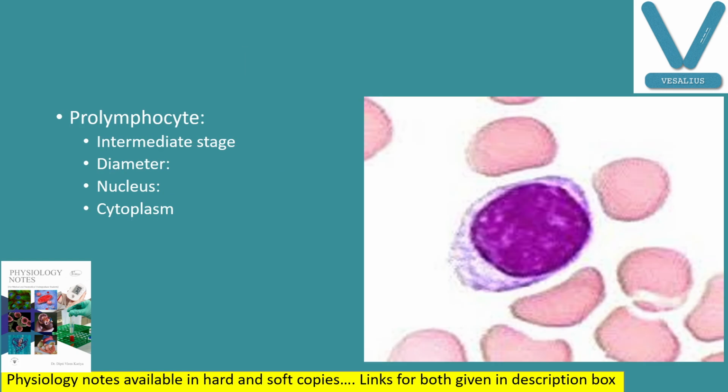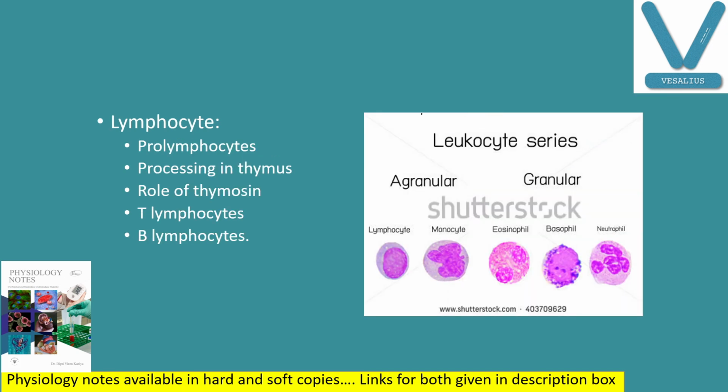Then after lymphoblast, we have pro-lymphocyte. That is the intermediate state. Diameter is 9 to 18 micrometer and nucleus is round, indented. You can see here slightly stippled or coarse chromatin having 0 to 1 nucleoli. And cytoplasm is scanty and granules are absent. Lymphocyte, that is a mature cell. Pro-lymphocytes are converted into lymphocytes. These pro-lymphocytes get mature and they form lymphocytes.